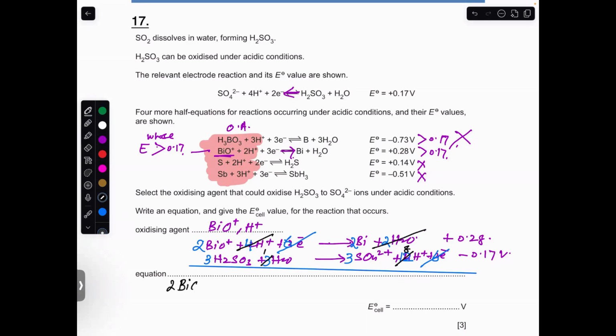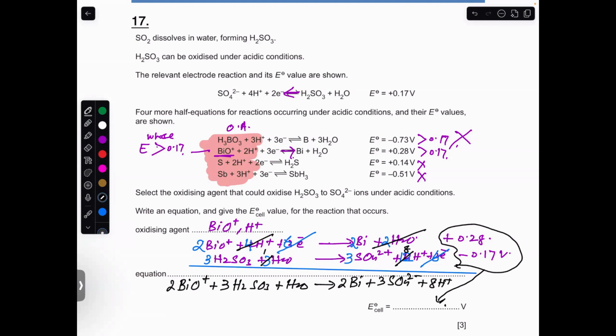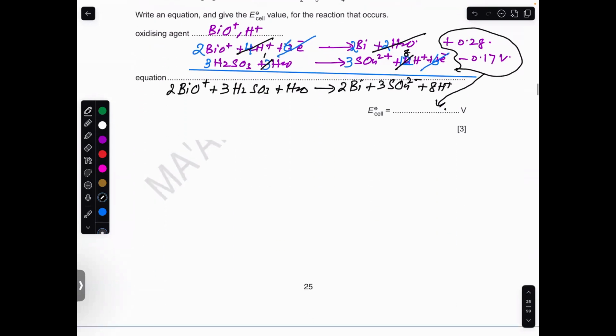2 BiO plus, 3H2SO3, 1 water, 2 Bi, 3SO4, 8H plus. This is the E cell. I hope you understand.